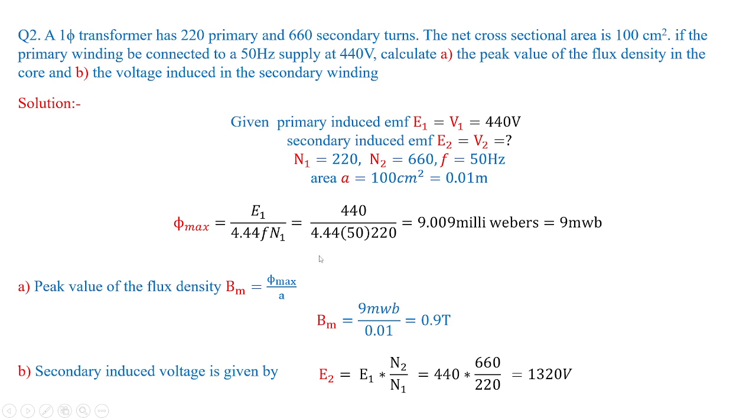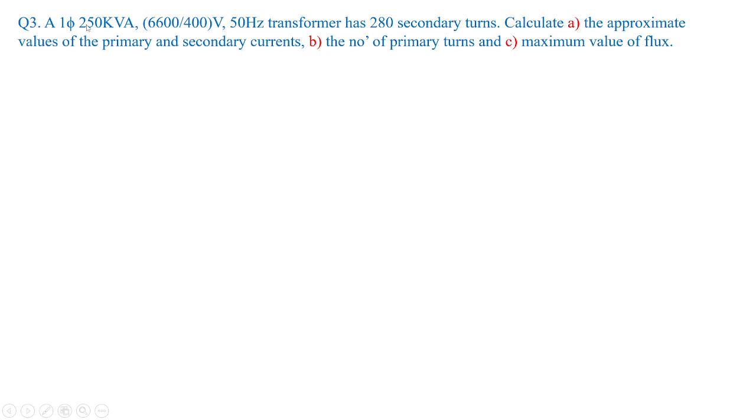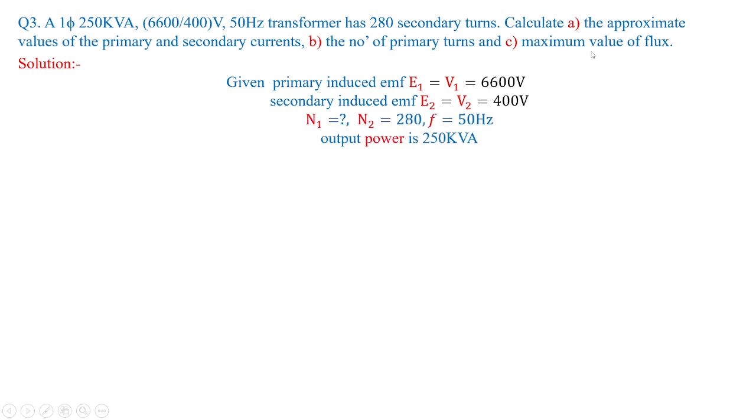We can go with another example where we have a single phase 250 kVA, 6600 by 400 volts, 50 hertz transformer with 280 secondary turns. We need to calculate the approximate values of primary and secondary currents. Then we need to calculate the number of primary turns, and also the maximum value of the flux. As I told you, you need to take the data from the given problem, and here a special mention: 250 kilovolt amperes, the power rating, is given.